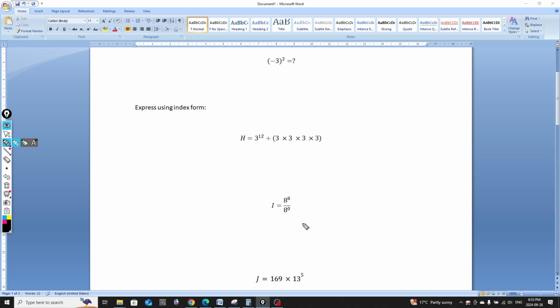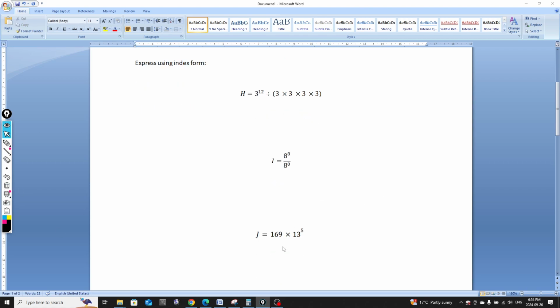Now, you've probably already seen this before, but any number to the power of 0 is actually just equal to 1. That's a little rule that you're going to get accustomed to. Anything to the power of 0 is just equal to 1. So when you've got something like this, you could say that just means 8 to the power of 8 divided by, well, anything to the power of 0 is 1. So 8 to the power of 8 divided by 1 is just 8 to the power of 8. Hopefully that makes sense.